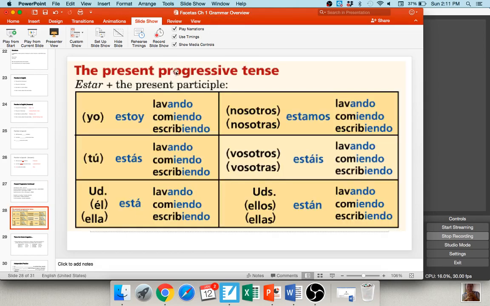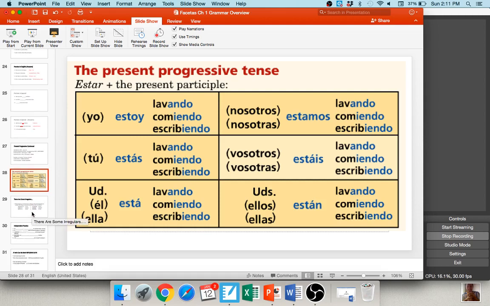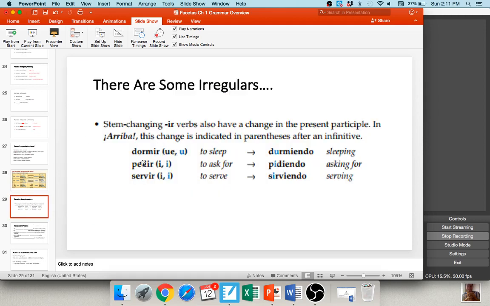Again, if your verb ends in AR, you're going to remove the AR and add back ando to form your participle. If your verb ends in ER or IR, you're going to remove that ER or IR and add back yendo to form your participle. Now, unfortunately, there are, of course, irregular participles, which you can read about in your book, but I did want to tell you about some that stem change. So, for example, this only applies to verbs that end in IR, so our IR verbs. Some of these also have a stem change in the present participle.